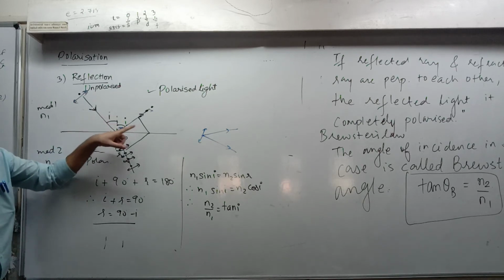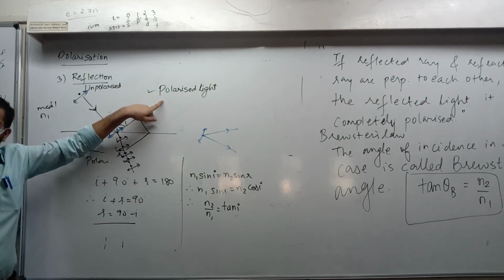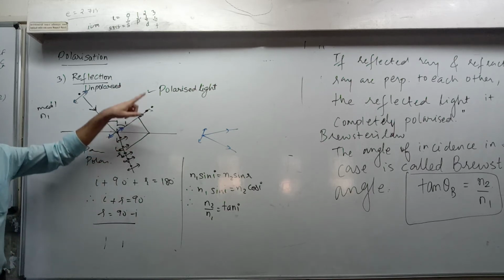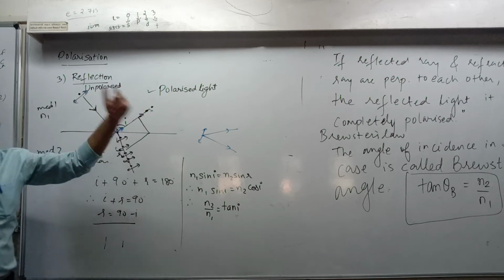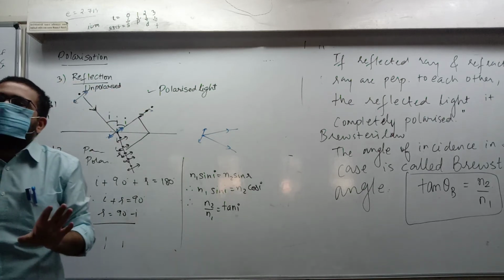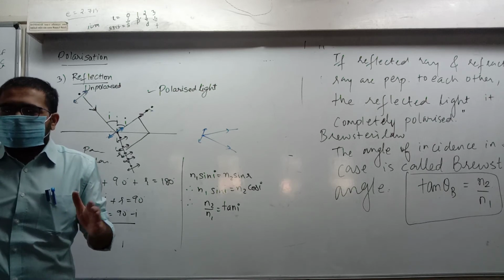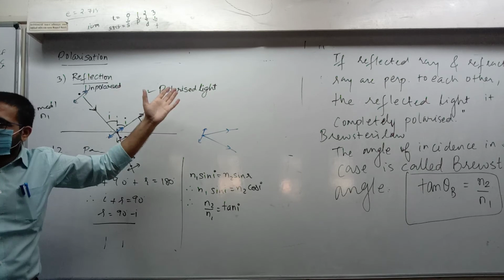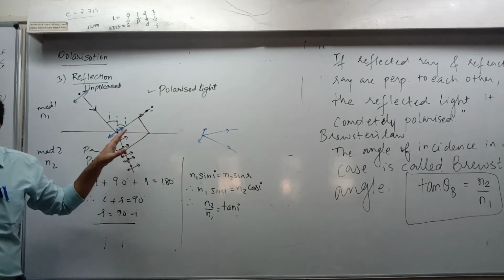Okay, just one more thing. What if this is not 90? It will be partially polarized. Okay, if this is not 90, then that light is also partially polarized. Basically, reflection always polarizes. Reflection always tries to polarize. And at 90 degrees, this polarization is complete. For other angles, where it is not 90, it is not complete.